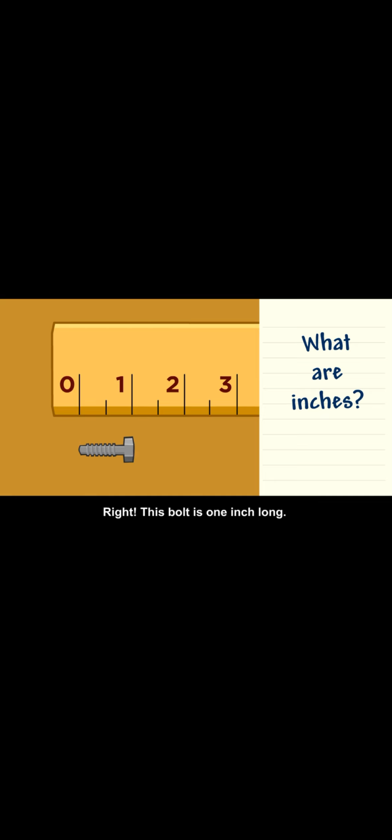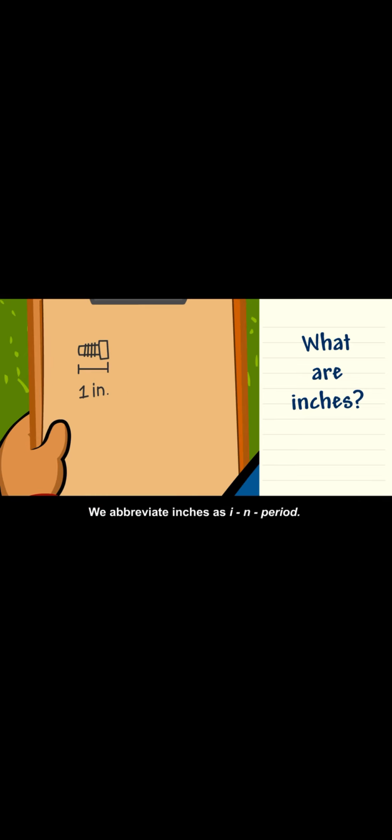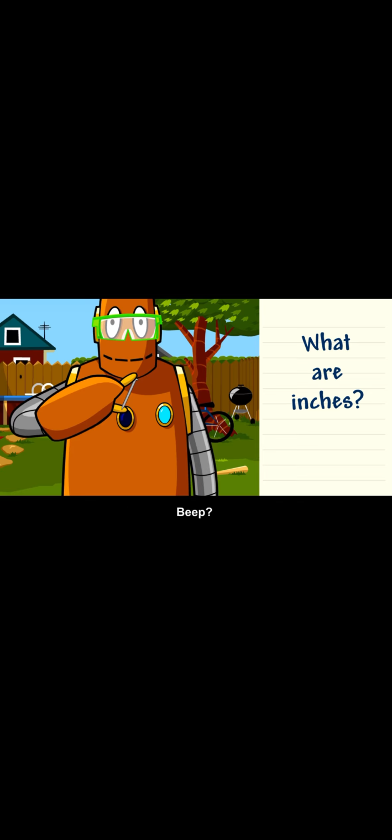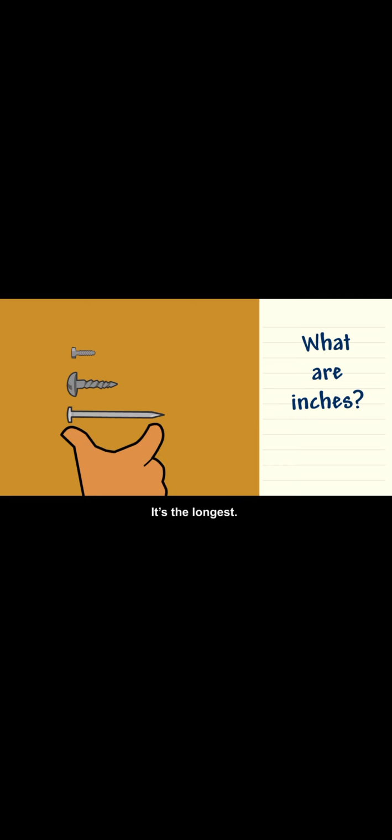Right, this bolt is 1 inch long. We abbreviate inches as IN period. Let's measure it. This screw is a little more than 2 inches long. It's longer than the bolt. This nail is close to 4 inches long. It's the longest.